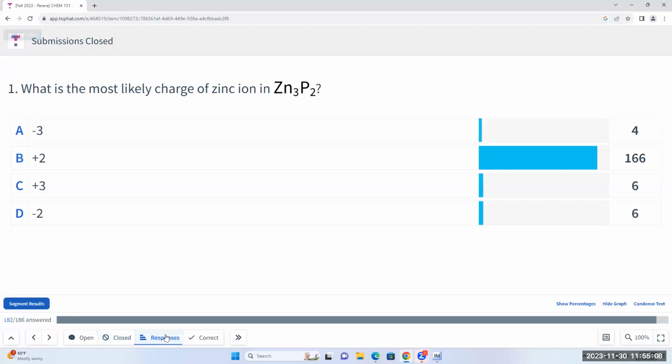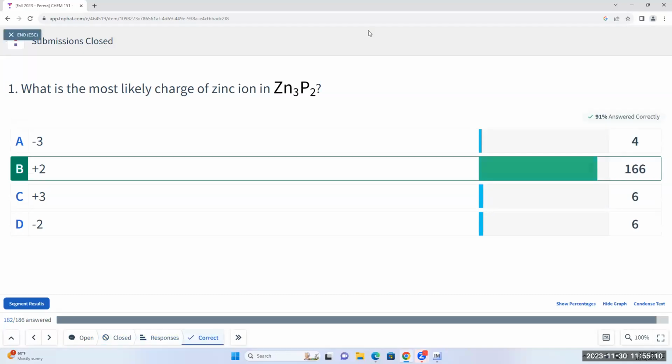Yeah, most popular answer is B, and that's the correct answer as well, 91%, which is great. One more time for the sake of other people who did not get this right now. The way we do this is we first start with the known. What is known is the phosphorus, because zinc is a transition metal, and transition metals can have variable charges. Therefore, we are not going to start with that. We're going to start with what we know.